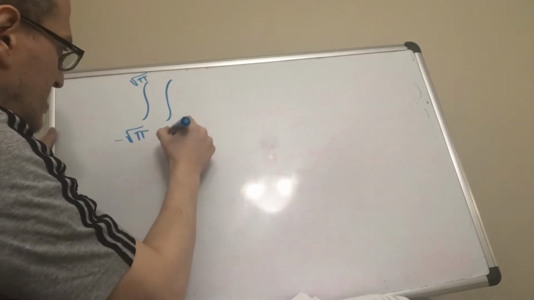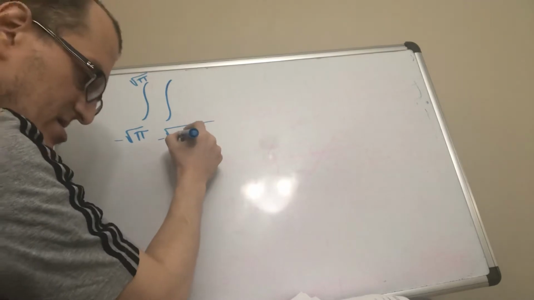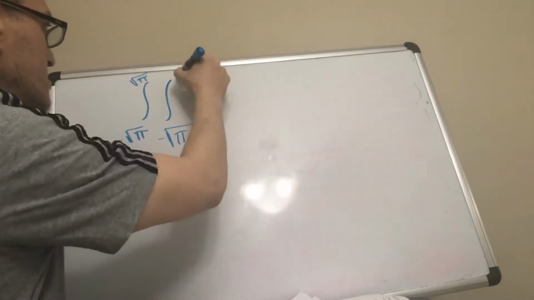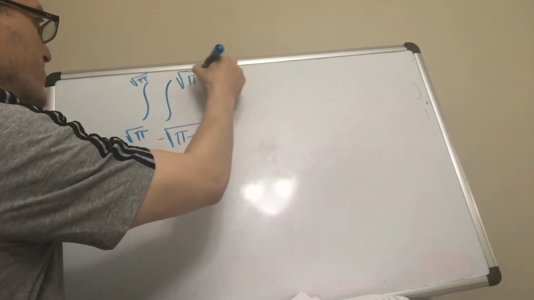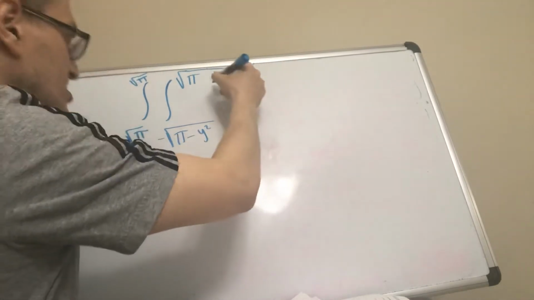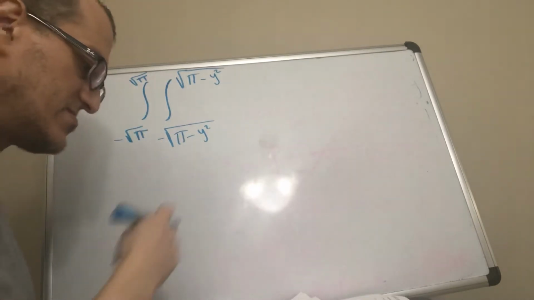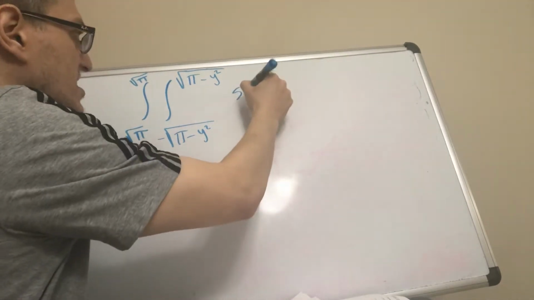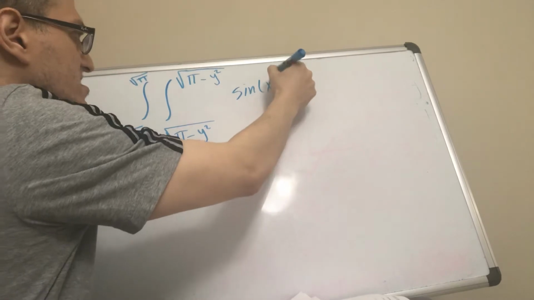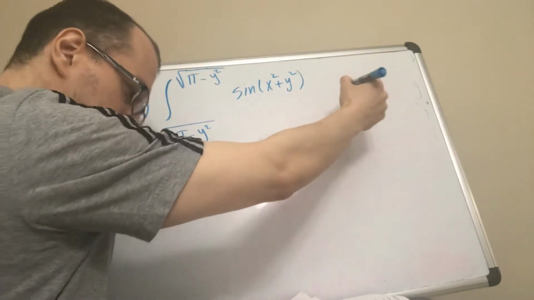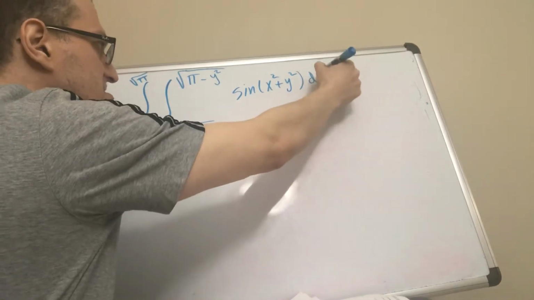and minus root of pi minus y squared to root of pi minus y squared. This is negative, this is positive, and it's sine of x squared plus y squared, and it's dx dy.